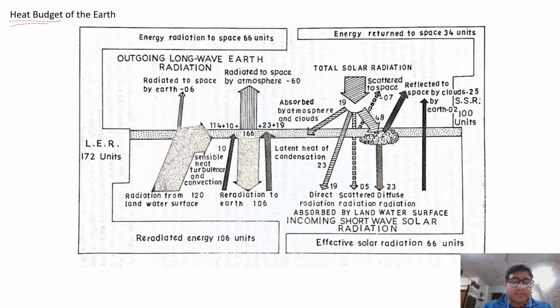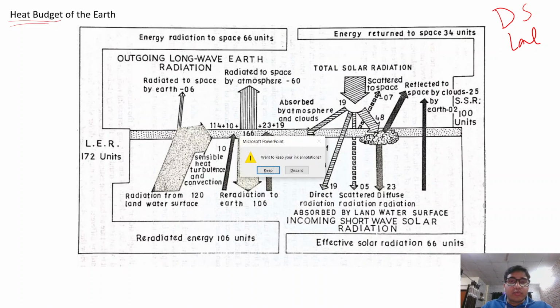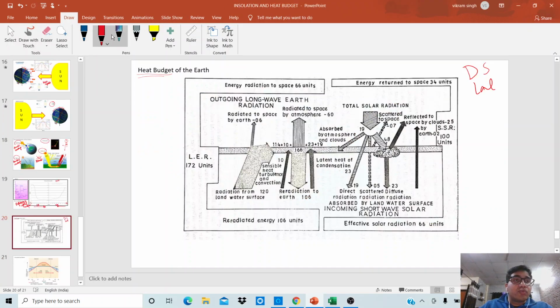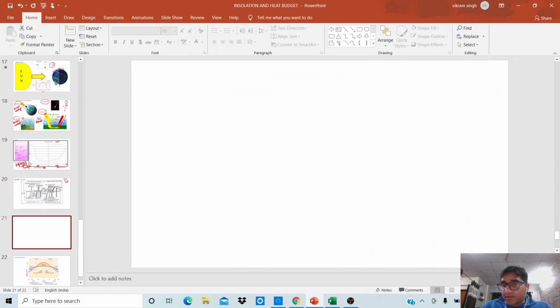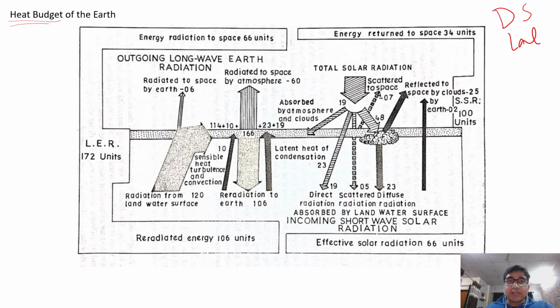This diagram I have taken from D S Lal's climatology book. He has very nicely explained this. You should read this diagram from that book also after I explain. Now see this diagram. Let me add a new slide to it, and I will explain this to you once more. This diagram has two parts: the total solar radiation that is coming on the earth, and outgoing long wave earth radiation that is going back into space. So let us first consider the solar radiation coming on the earth.